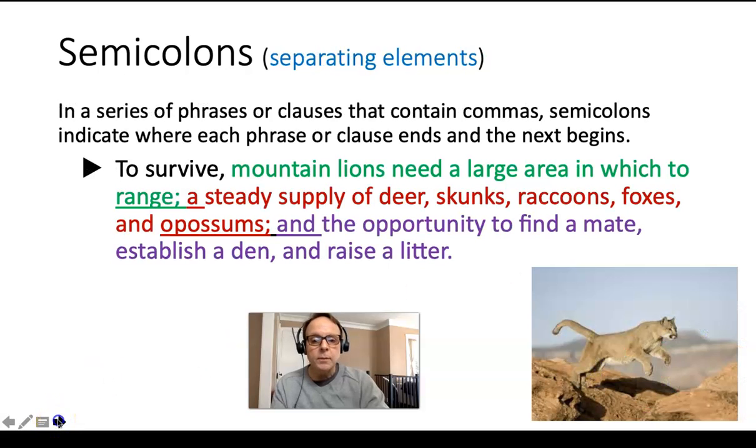I'm going through this quickly, but again, there is a section in the book if you want to look at it. This is probably the most complicated way to use a semicolon. So if you don't want to try this one, you don't have to, but it is one usage of a semicolon. And it's what we call separating elements or different parts.